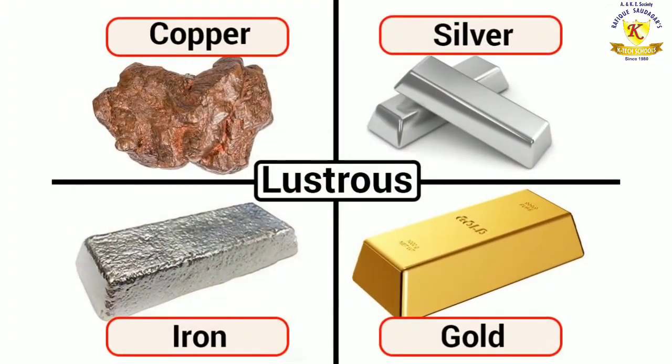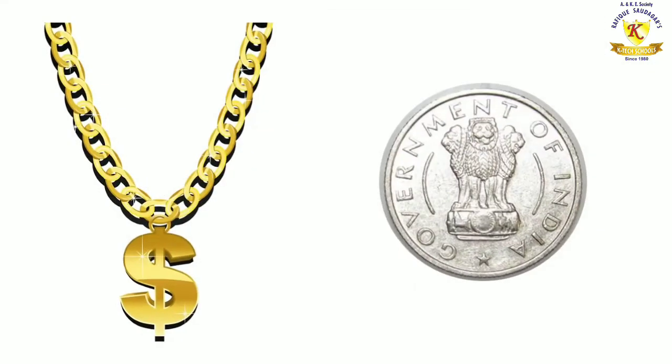Understood? Now see, here we have some examples of lustrous metals. We have copper, silver, iron and gold. So these are some metals which have the property of luster. In our daily life, we can see jewelry and also coins. They also shine. They have the property of luster. Isn't it? Let's see the next property.